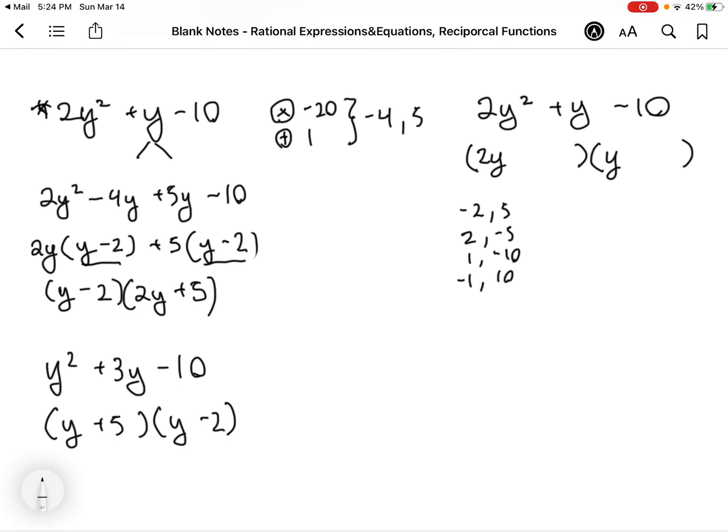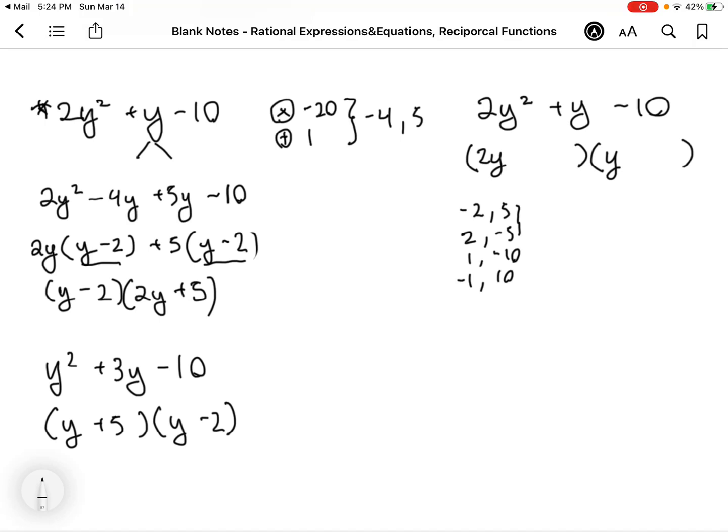You could start with any one of these when you're guessing and testing, but when the middle coefficient, I should say, is not really large relative to the other two values, the A and C value, it's usually an indication that you should start in the middle rather than at the extremes. Not always, but usually. So that's where I'm going to start.